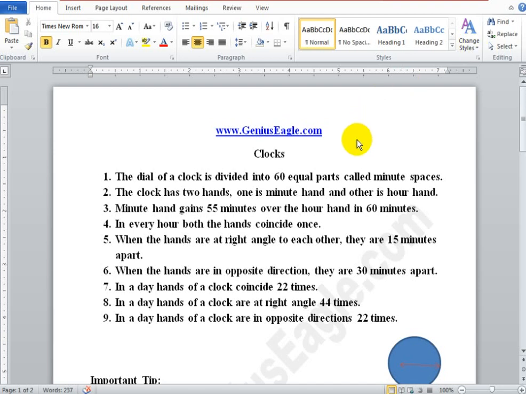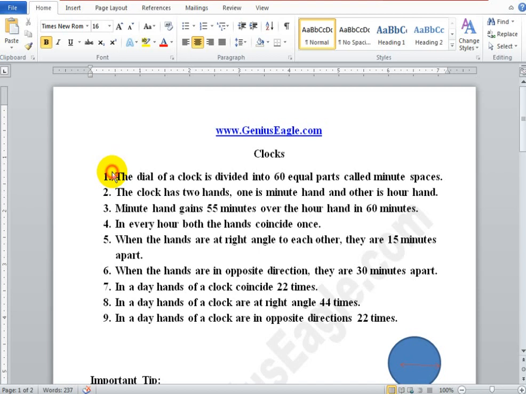Hello friends, my name is Rohit Verma and today I will teach you clock related problems which are generally asked in the aptitude test. So first of all, we will discuss some important points related to clocks.